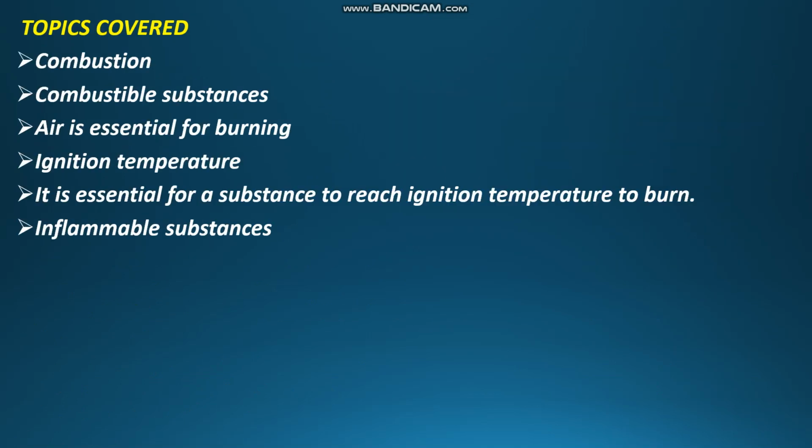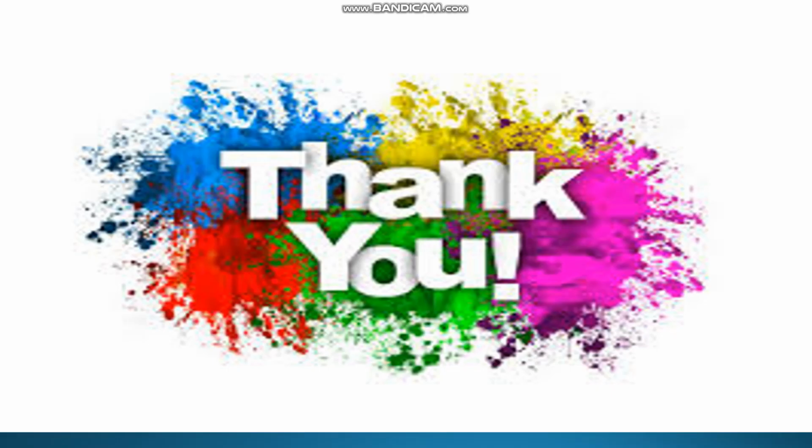So we have learned today what is combustion, what are combustible substances, their examples, and we learned that air is essential for burning. And we learned what is ignition temperature, and that it is essential for a substance to reach its ignition temperature to burn. And we also learned what are inflammable substances. Hope you understood today's class. Thank you, children.